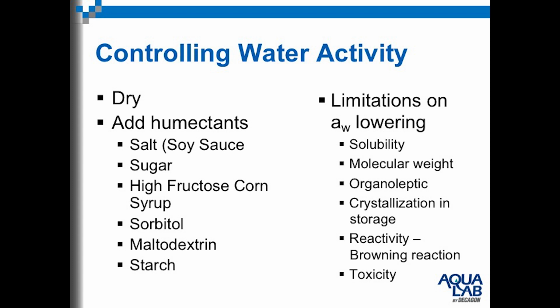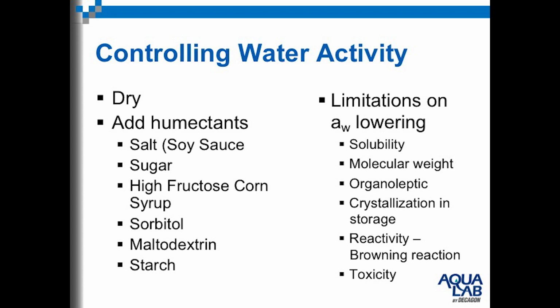Now, there are limitations to adding these ingredients to lower water activity. One of those is solubility. Most of these have a solubility limit to where if you add any more, they'll come in solid form and start to crystallize and will not be desirable in a food product. Another limit is molecular weight. The lower the molecular weight, the more effective a product is at lowering water activity. So if you try to add something big like starch, you have to add a whole lot more of that material in order to get an effective lowering of water activity.